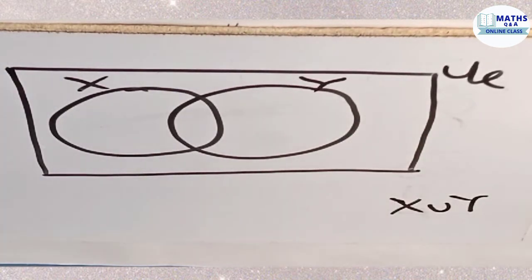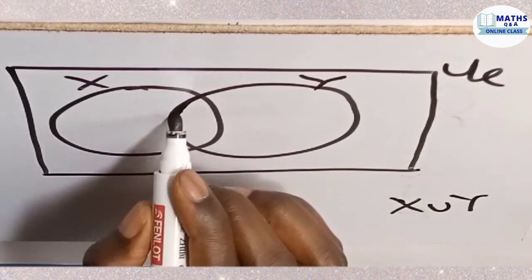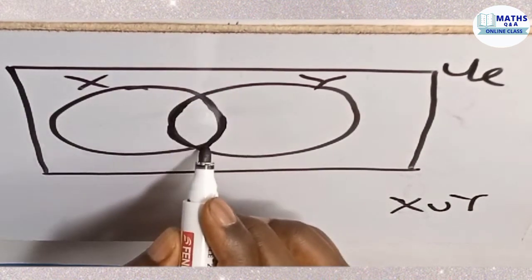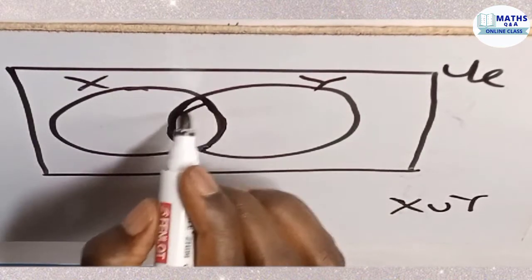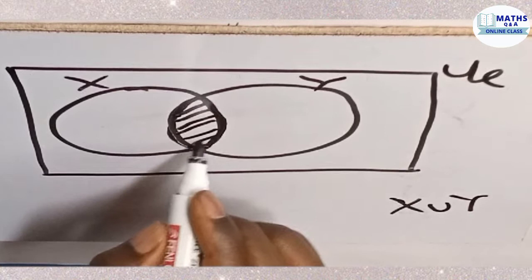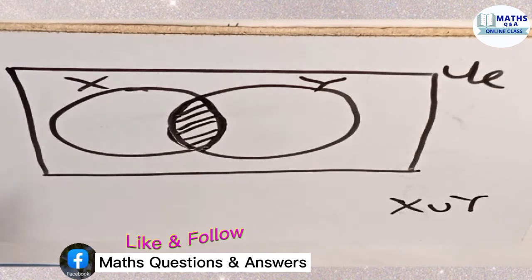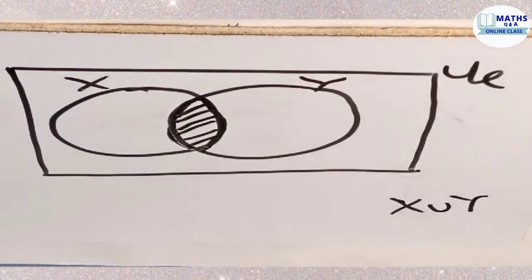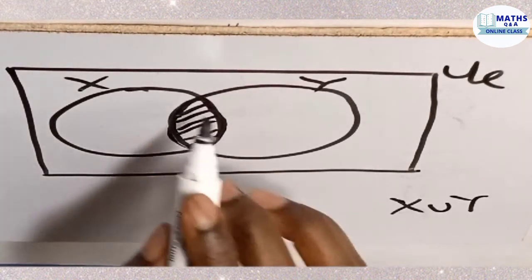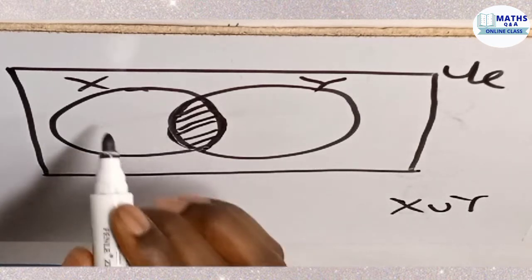Okay, good. And then we have a meeting point for set X and Y. That is this side. Let me shade it for you so that you can see it very well. So this portion which has been shaded is the meeting point of X and Y. And that means that there are some items in set X which can also be found in set Y, and that is what will be written here. So we call this portion the intersection of X and Y.